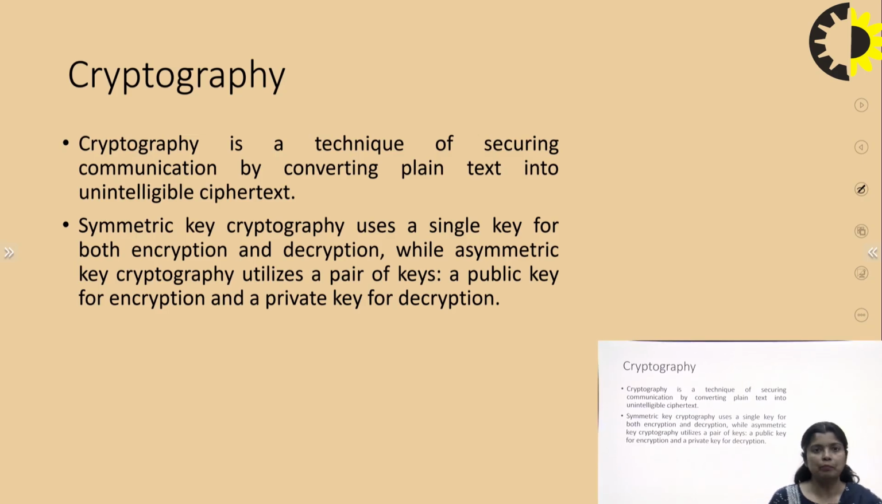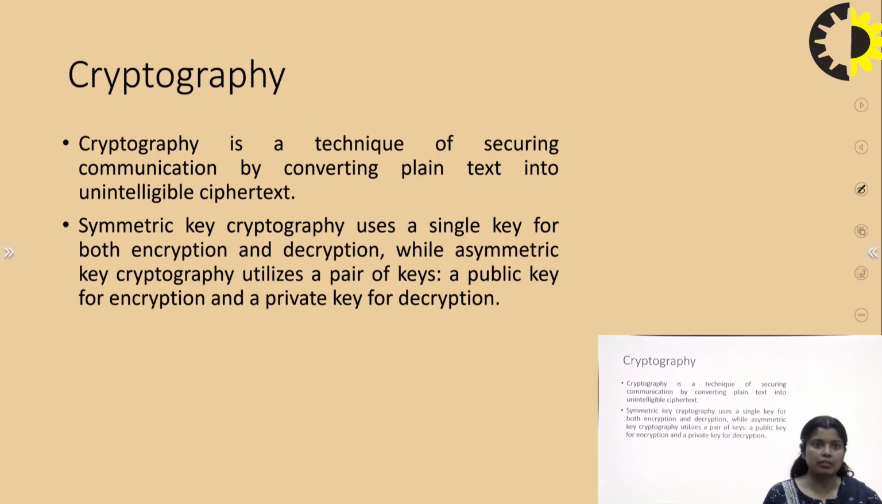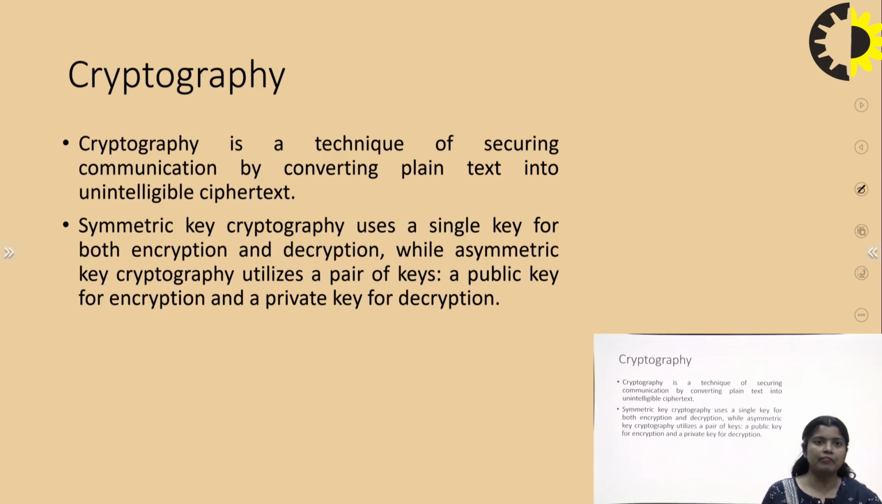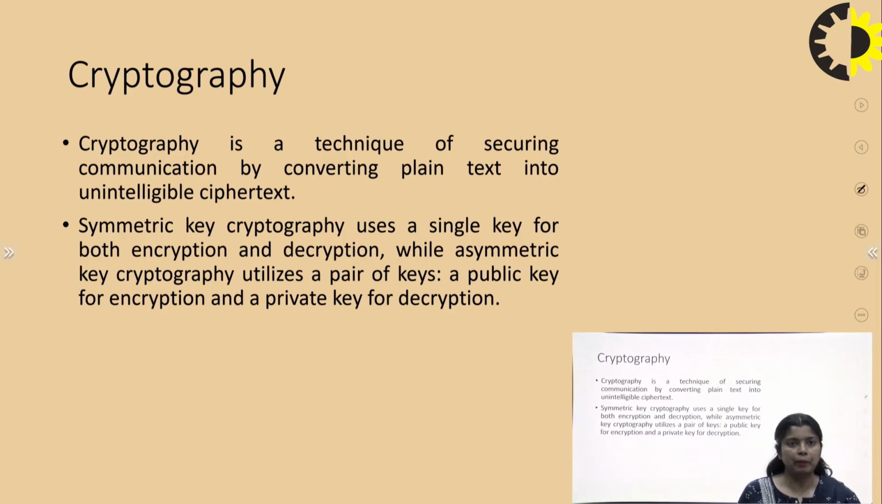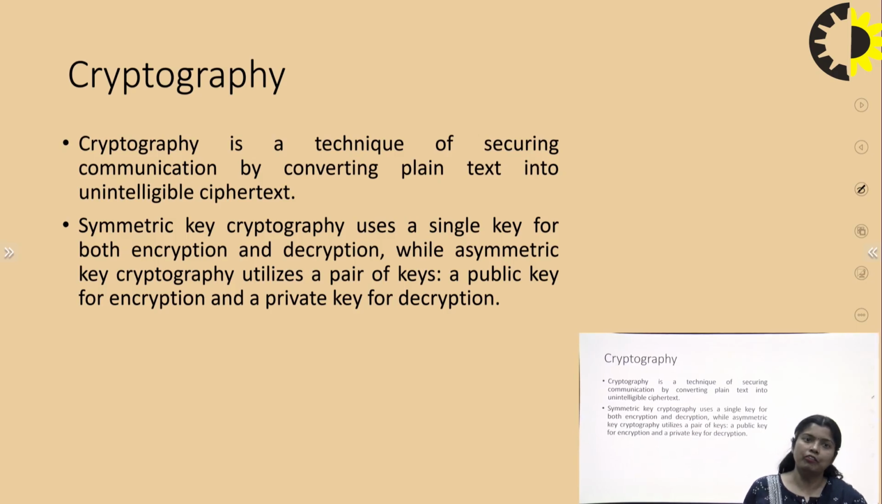In cryptography, there are two techniques used: asymmetric key cryptography and symmetric key cryptography. In asymmetric key cryptography, there are two keys, a private key and a public key. And in symmetric key cryptography, there is only one single key, the shared secret key for both encryption and decryption.